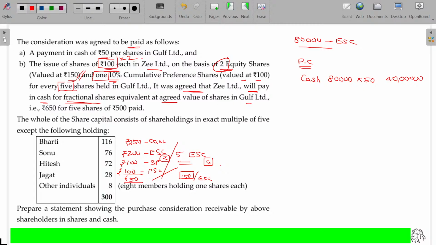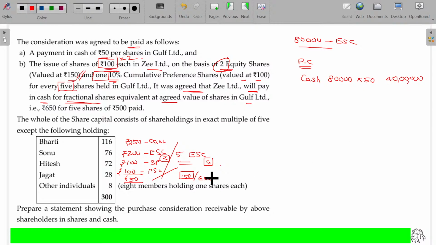So if you hold 5 shares, you will get 250 rupees cash and 2 equity shares and 1 preference share. If you hold 6 shares, what happens? For 5 shares, you will get this bunch. For 1 share, 150 rupees in addition. That's called fractional shares. Is that clear? Now, cash 40 lakhs, and apart from that, these benefits will also be offered.